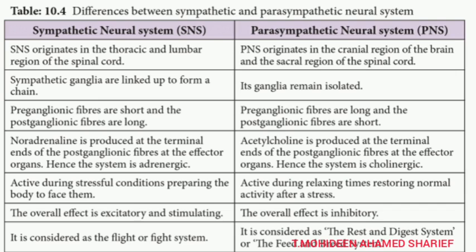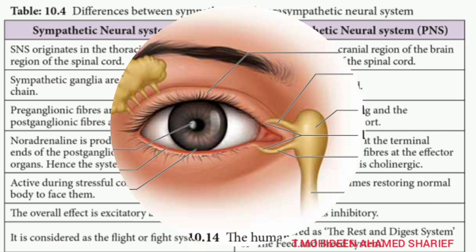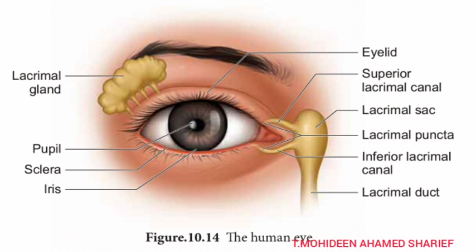Sympathetic ganglia are linked up to form a chain. In the parasympathetic nervous system, ganglia remain isolated. Preganglionic fibers are short and the postganglionic fibers are long in the SNS, whereas in PNS, preganglionic fibers are long and the postganglionic fibers are short. So these are some of the differences of the sympathetic and parasympathetic nervous system.